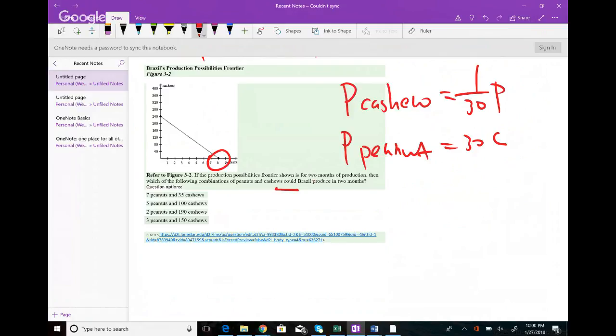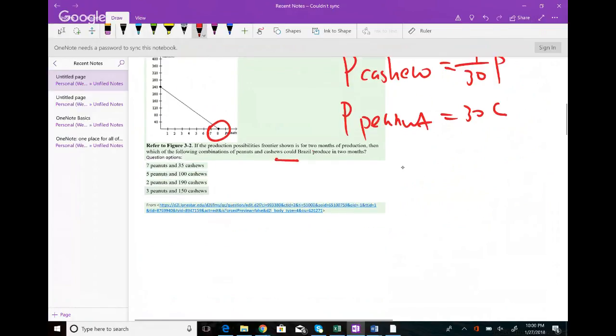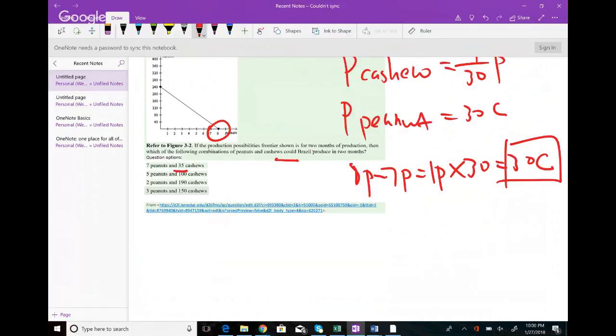So for the first combination, if you do 7 peanuts, that means we can do a maximum of 8 minus your 7 current peanuts. That means you have a capacity for 1 more peanut, which is equivalent to 30 cashew. So you can do another 30 cashew at maximum. But for the first one, it's asking for 35. We cannot do 35. 30 is our maximum. So A is not possible.